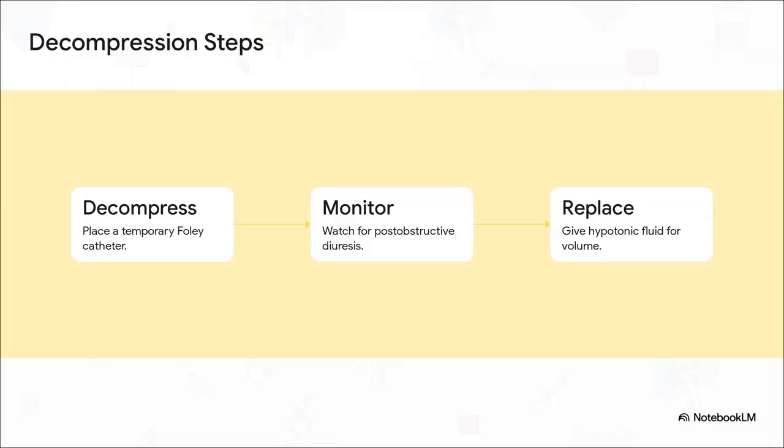But regardless of the cause, the acute decompressive sequence is incredibly strict. First up, you decompress via Foley or a suprapubic catheter, but the work doesn't stop once the catheter's in. Second, you must aggressively monitor for physiologic post-obstructive diuresis. And third, you have to replace that massive urine output with hypotonic fluid to prevent rapid volume depletion, all while keeping a hawk's eye on those electrolytes.